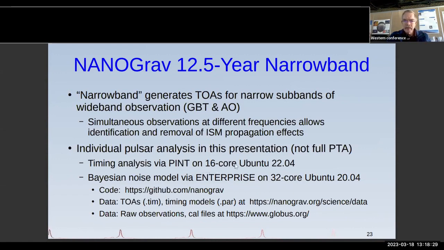I run it on a 16-core Ubuntu computer. Then I'll talk a little bit more about the Bayes noise modeling in a minute, and that's by an Enterprise package, and that's on a 32-core Ubuntu machine.